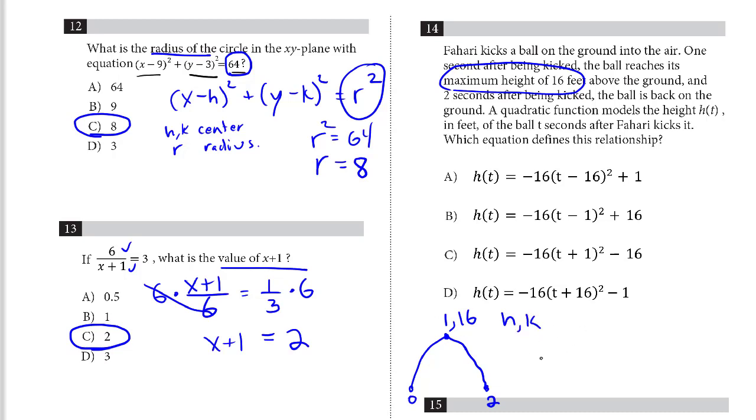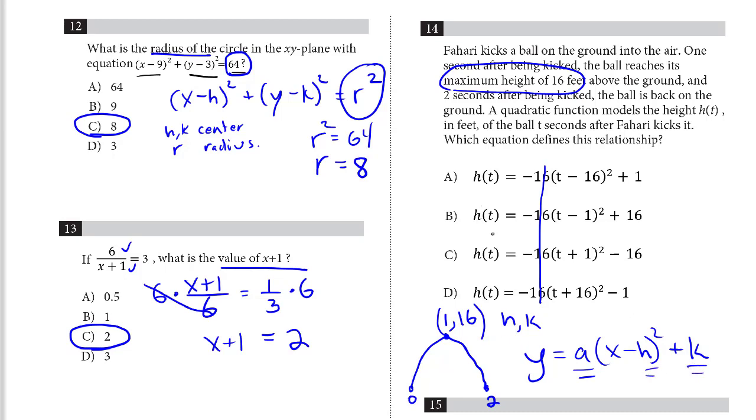In our vertex form of a quadratic, which is y, or h(t), equals a(x − h)² + k. a represents the acceleration or the shape of the parabola. Don't worry about that acceleration part unless you took physics. The important thing is I don't need to figure out that a, because all the answer choices have the same a. All I need to do is plug in my h and my k. So h is 1, so it's going to be t − 1, and plus 16 for k.